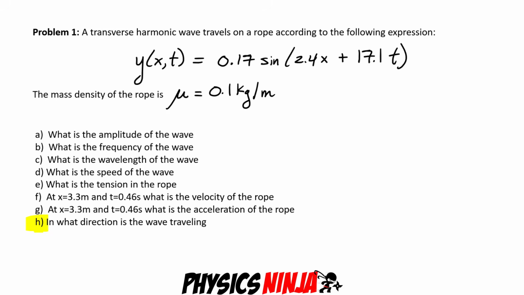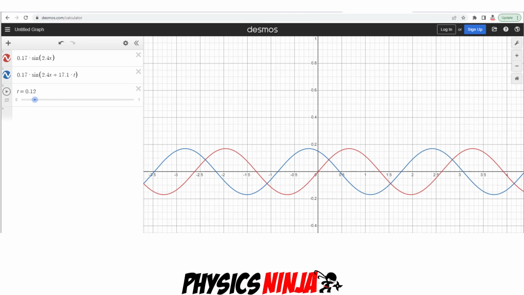The software that I'm going to use here is Desmos. So let me open up that window right here. All right, let me get rid of the blue line first. So we have the red line, which is at time equals 0. See, the amplitude is 0.17. You can see the wavelength is 2.6 meters that we calculated before.